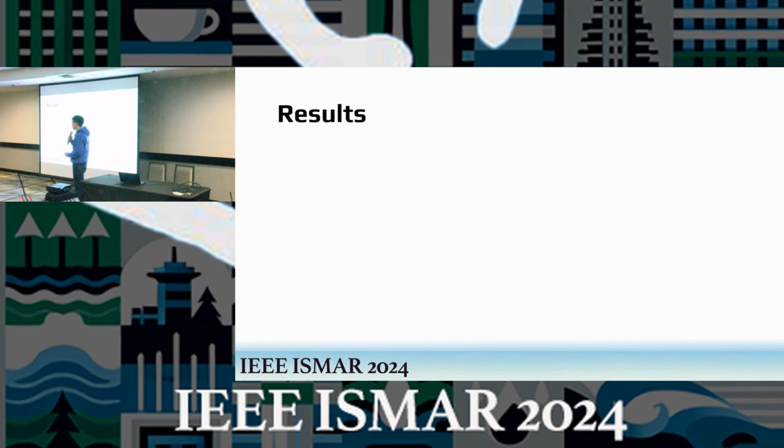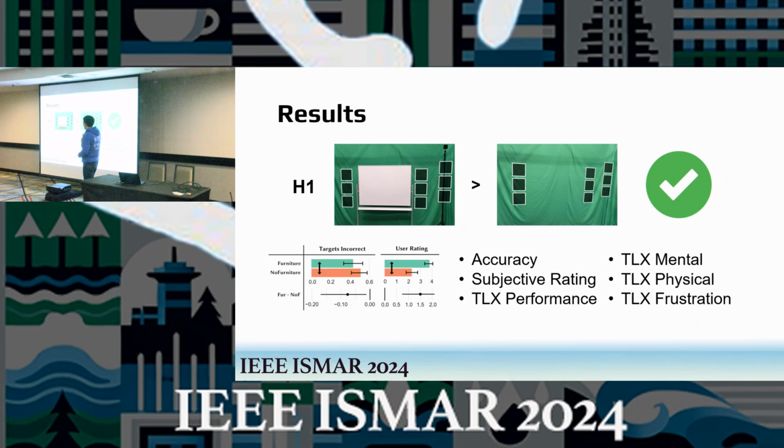Regarding the study results, there are a lot of interesting results from our study. I recommend you to read the paper for everything, but here I only want to highlight the results that are relevant to our hypothesis. For the first hypothesis, we can clearly see from our results that participants are able to recall room scale patterns of cards more accurately in a room with furniture than an empty room. So this confirms our first hypothesis. And this also aligns with other theories, for example, the method of loci.